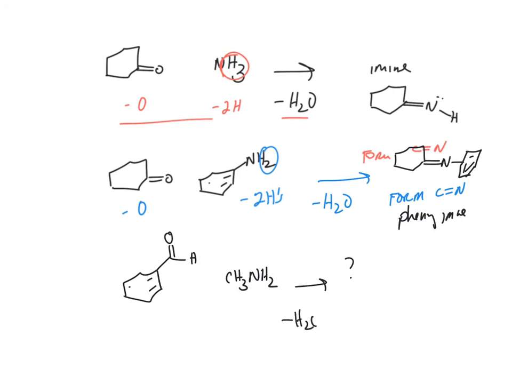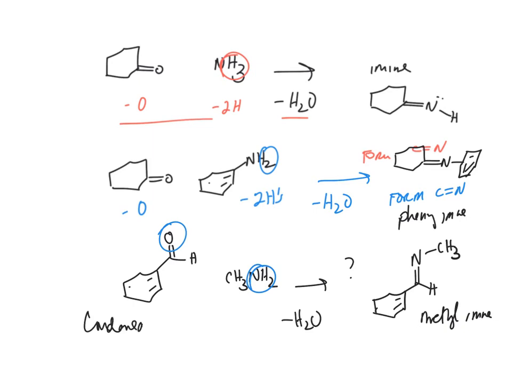Well, we lose water. So we're going to lose 2 hydrogens here, lose our oxygen here, and form your carbon-nitrogen double bond, CH3. So this is a methylamine. So you can look at other condensations. These are called condensations because we're combining 2 things and we're losing water with other amines. And you can see you form amines.